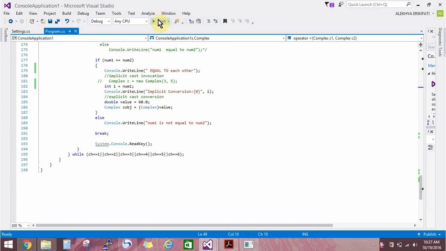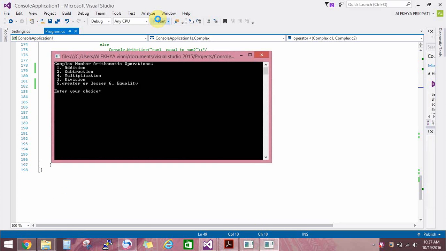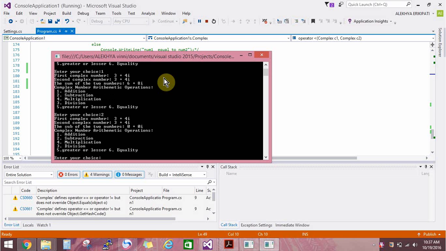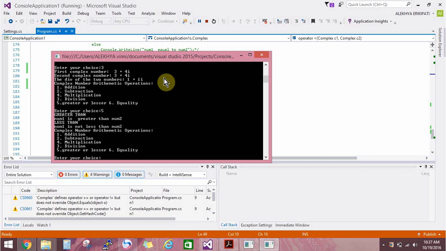So when we run the program, for addition, it gives 6 plus 8i. For subtraction, it gives 0. When we check for division, it gives 1 plus 1i. For greater than or equal to, it says num1 is greater than num2, and num1 is not less than num2.